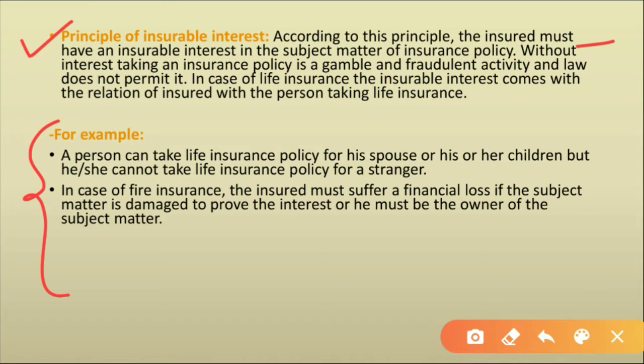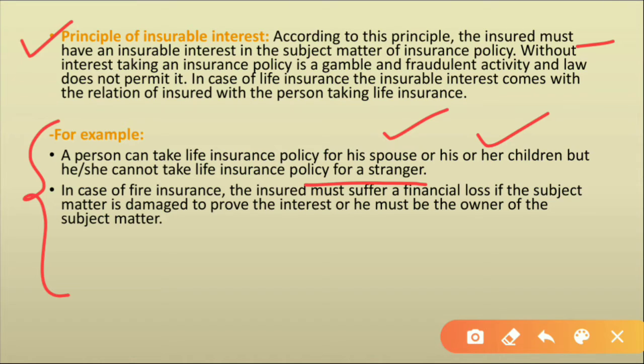A person can take life insurance policy for his spouse or his or her children, but he or she cannot take life insurance for a stranger. Like if I want to take life insurance policy, I must have the insurable interest in that. Means I will take the insurance policy for my family because I have the insurable interest in that. I cannot take the policy for the person whom I don't know.